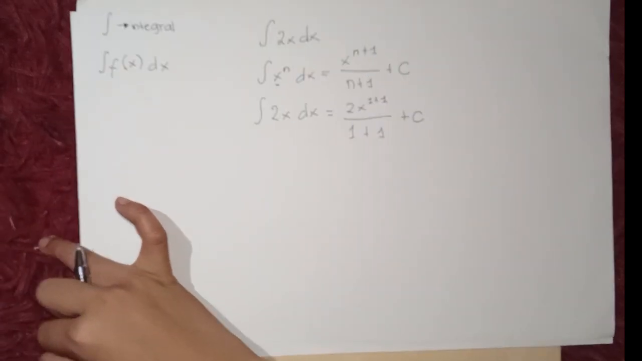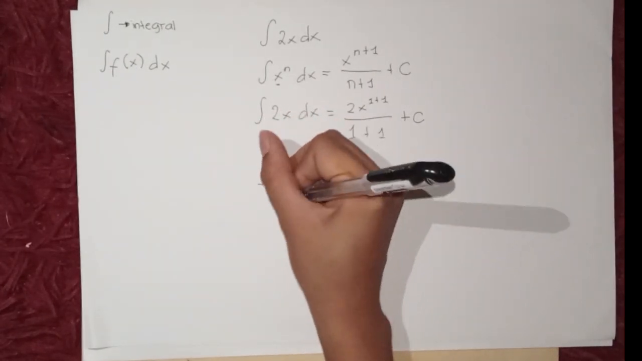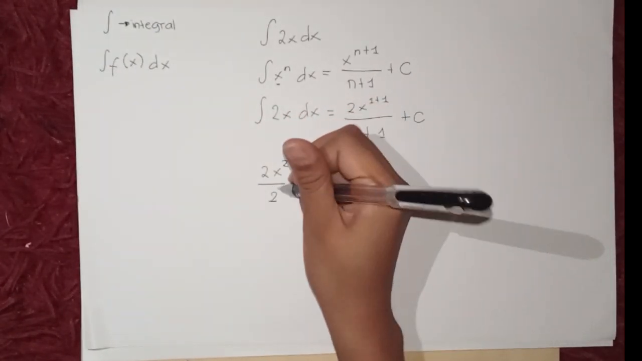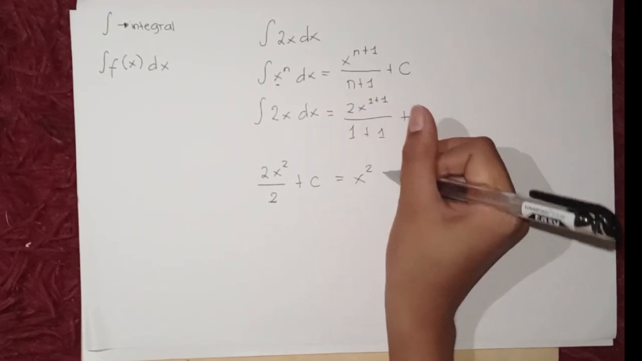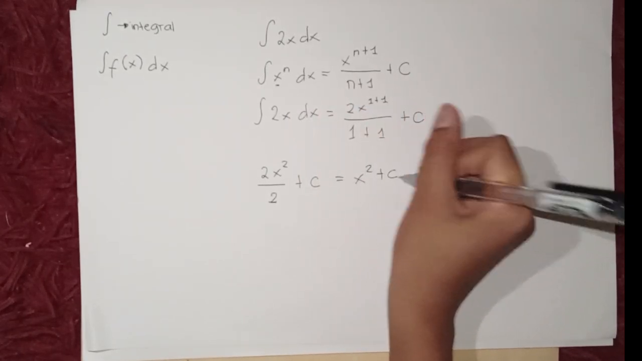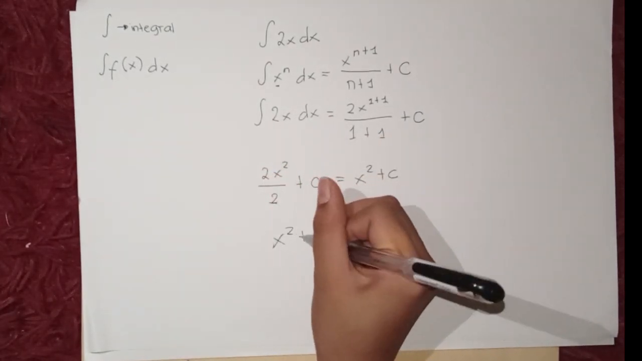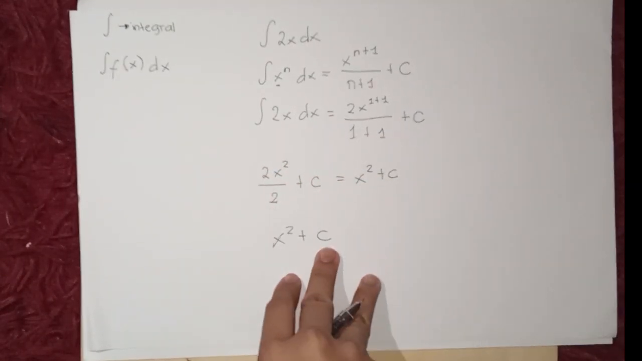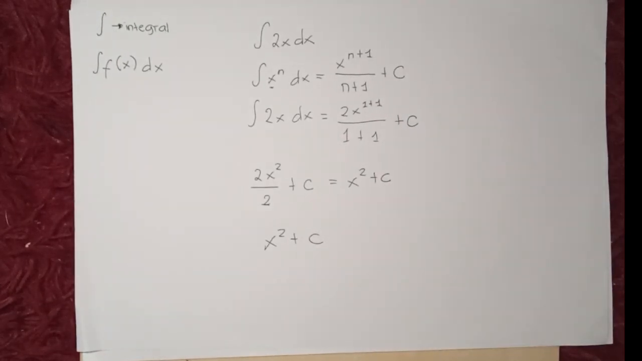Simplifying the expression, 2x squared over 2 plus c is equal to x squared plus c. So we come up with the final answer, x squared plus c. So this is the example of the indefinite integral.